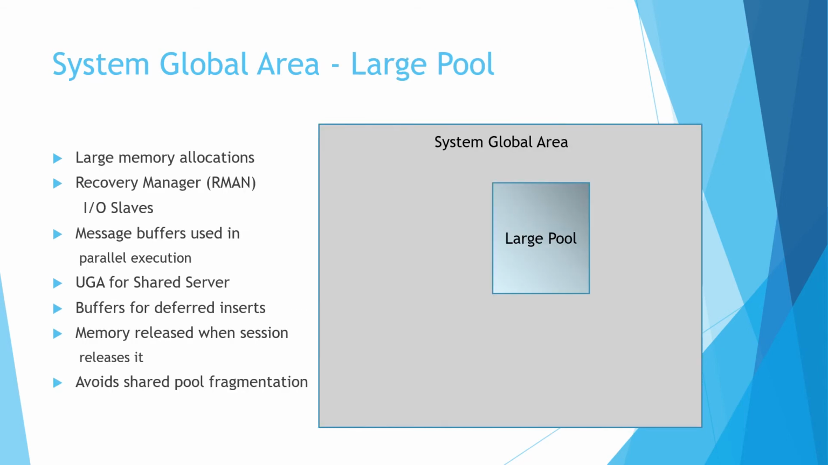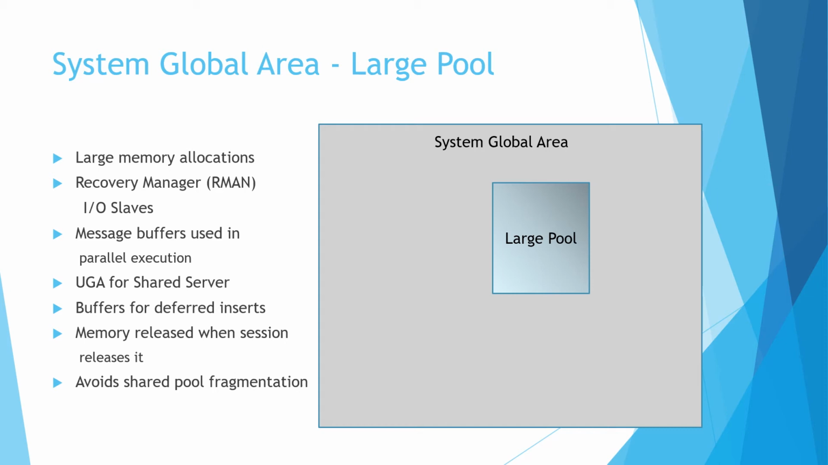So let's move to the system global area, or the SGA, which comprises the shared pool which was just discussed. Let's move to the large pool now. Large pool is reserved for memory allocations which are too large to fit into the shared pool. This includes Recovery Manager or RMAN IO slaves, message buffers used in parallel execution, user global area for shared server, and buffers for deferred inserts.